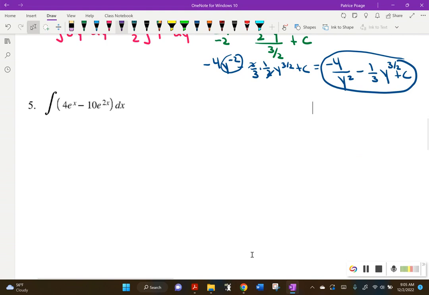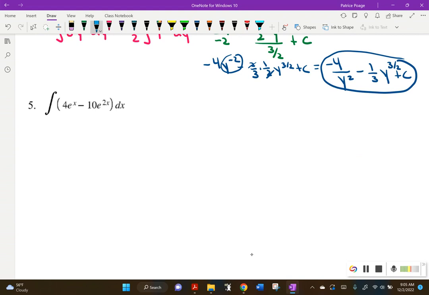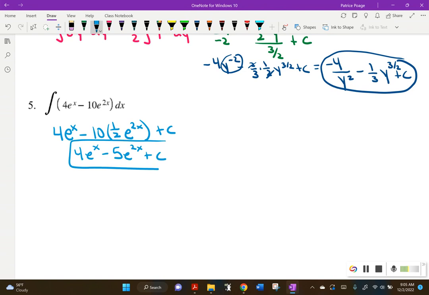Okay, number 5. So we have e to the x on the first one. So the integral, 4 just stays there. Integral of e to the x is e to the x. Minus, the 10 in front just stays there. The integral of e to the 2x is 1 over 2 e to the 2x plus c. So cleaning it up just a bit, 10 times half is 5. There we go.